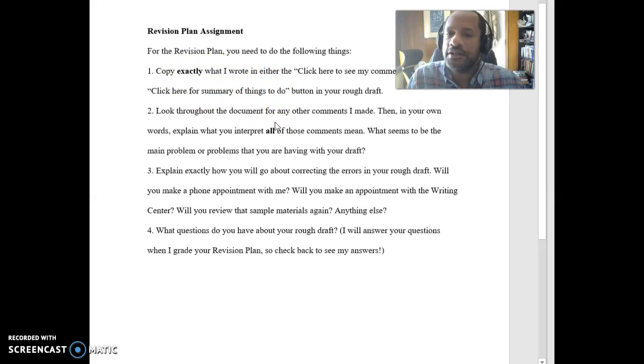Just do that. For the second part, I need you to look throughout the document for any other comments I make in your rough draft. You don't need to copy those, but you look through them, and then in your own words, explain what you interpret all of those comments to mean. So don't just tell me what you interpret the comments up at the top, "click here to see my comments" or "click here for summary of things to do." I want you to explain what all of the comments mean.